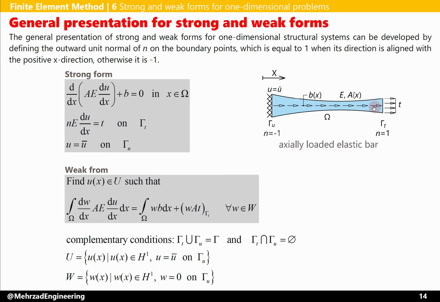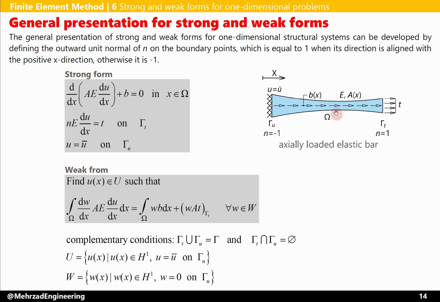It means that on this boundary point, which has the normal to the surface in the direction of the positive x direction, n is equal to 1. And on this boundary point, which has a normal to the surface in the opposite direction of the positive x direction, n is equal to minus 1.